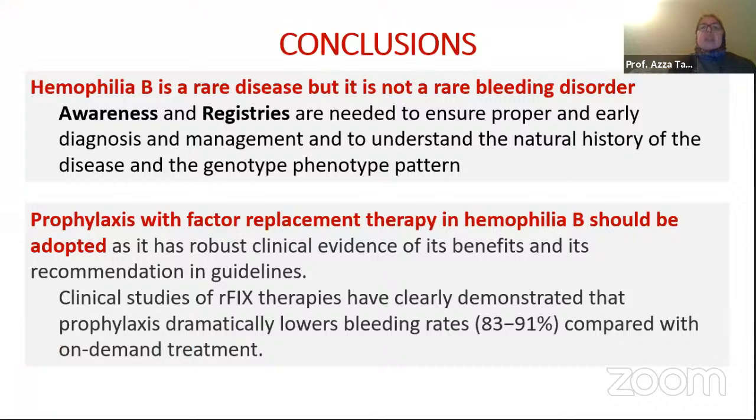Conclusions: hemophilia B is a rare disease, but it is not a rare bleeding disorder. Awareness and registries are needed for early diagnosis and management, and to understand the natural history and the genotype-phenotype pattern. Prophylaxis with factor replacement in hemophilia B should be adopted. It has been found that prophylaxis dramatically lowers bleeding rates 83 to 91% in clinical trials compared with on-demand treatment.